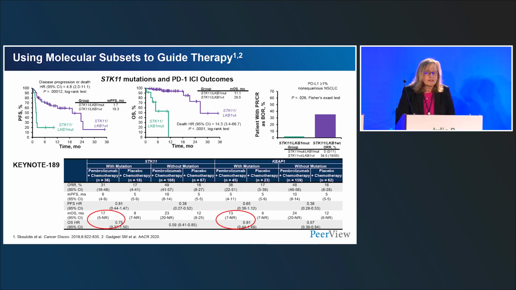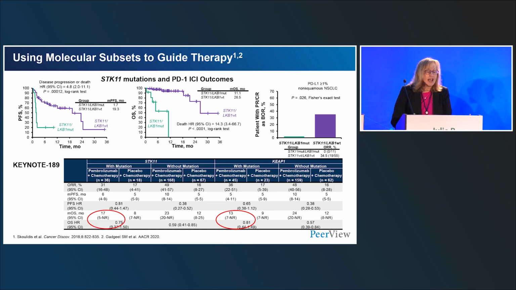But what about STK11 mutations? Dr. Skoulidis and her colleagues really drilled down on STK11 mutations. At least for single-agent immunotherapy, patients whose cancers have STK11 mutations really just do not seem to do well with single-agent ICI.